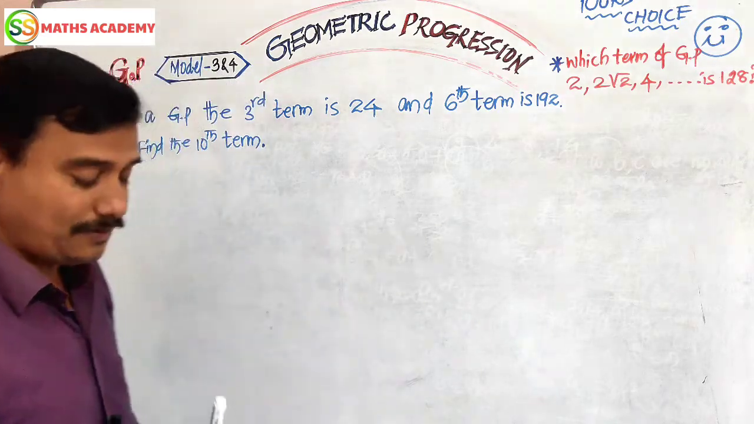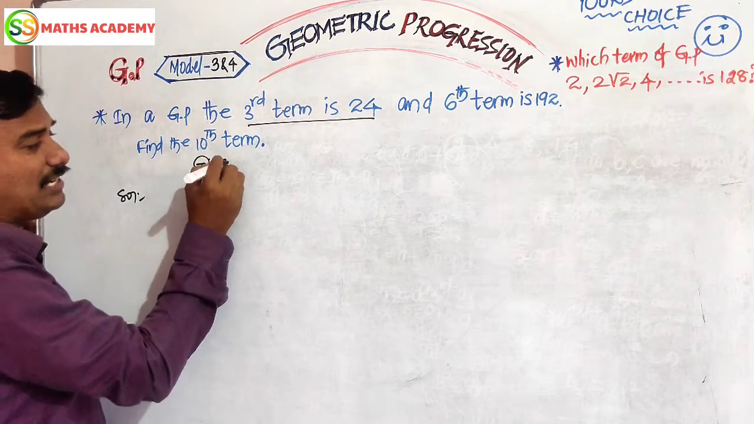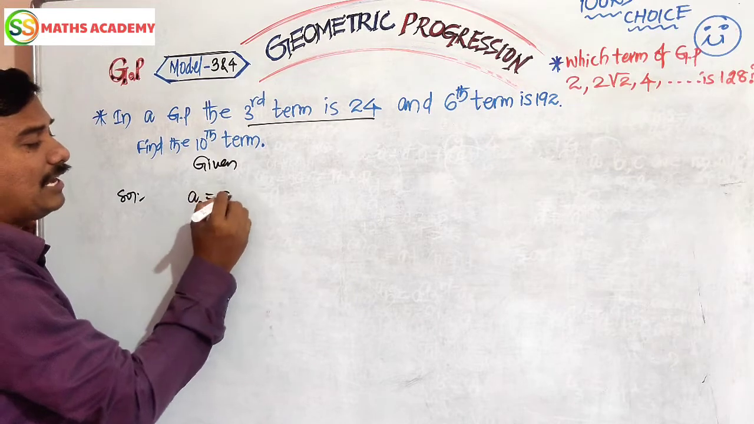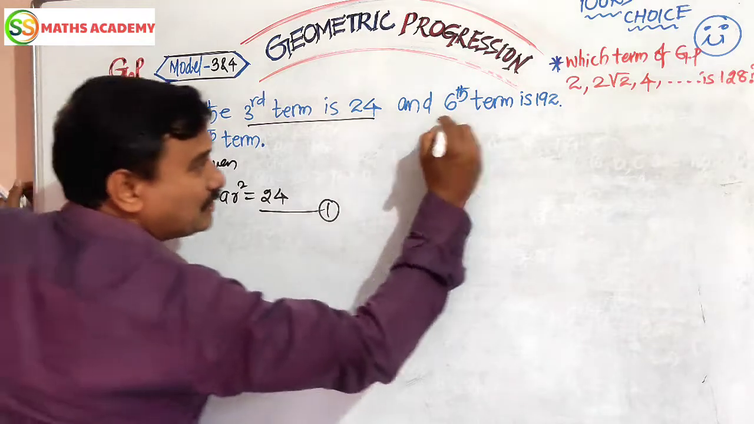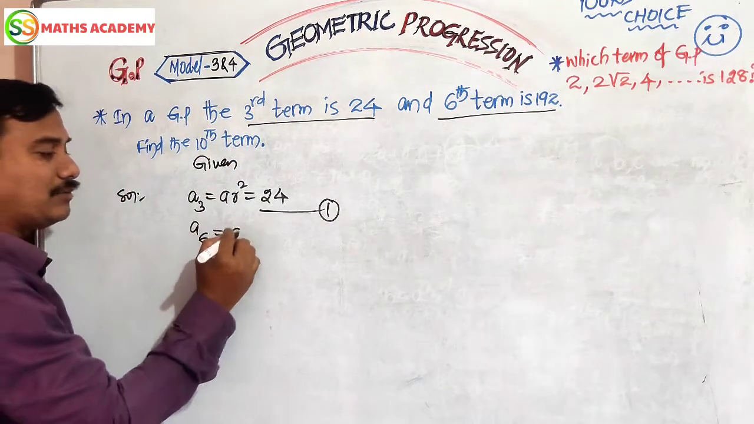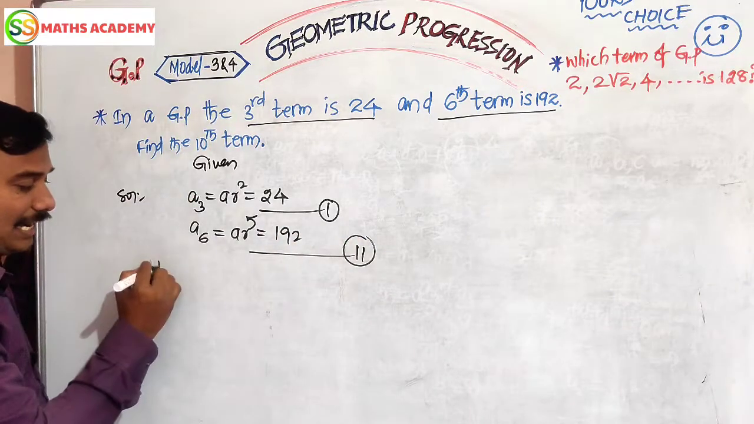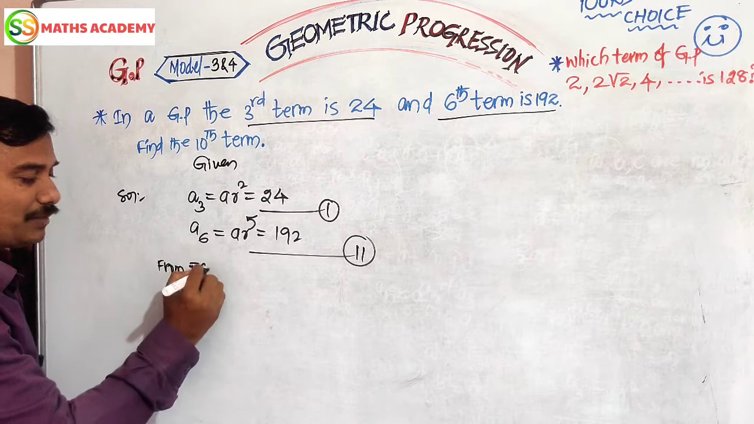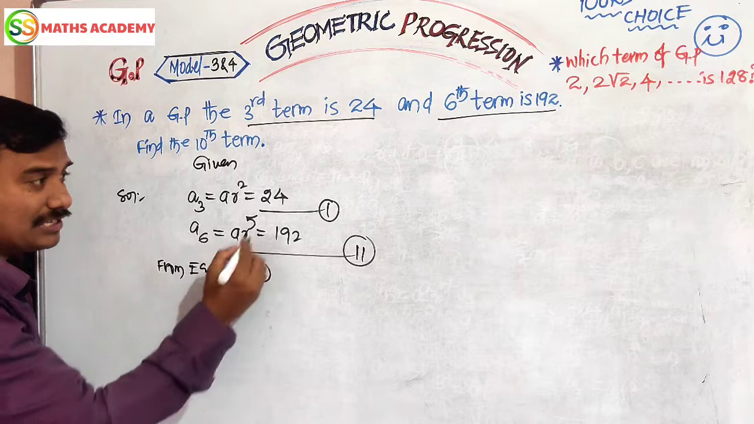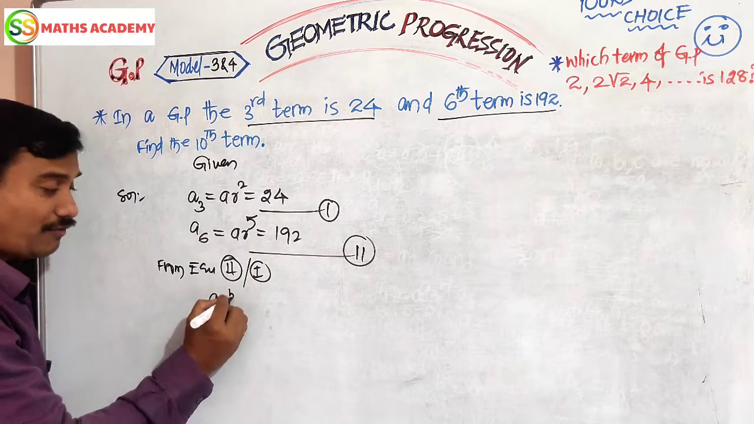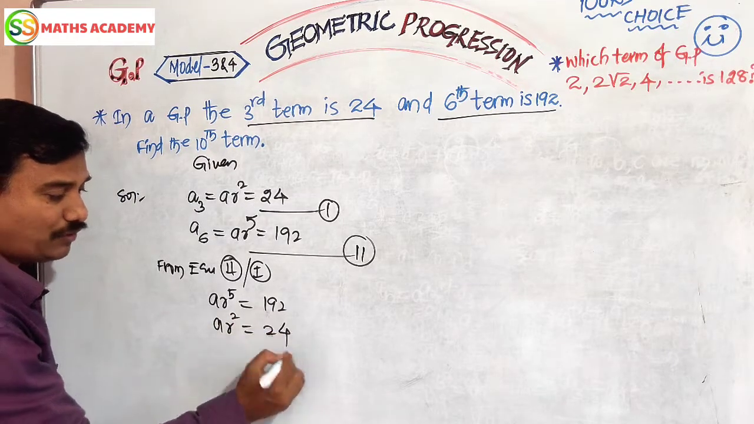Now let us see the solution. First clue, third term. Write in order: the third term, nothing but ar square, is equal to 24. Put equation number 1. Now the sixth term, the second clue of this question: a6, nothing but ar to the power of 5, equals 192. Put equation number 2. Then we go with the ratio procedure, that means equation 2 by 1. ar to the power of 5 is equal to 192, and equation 1 is ar to the power of 2 is equal to 24.